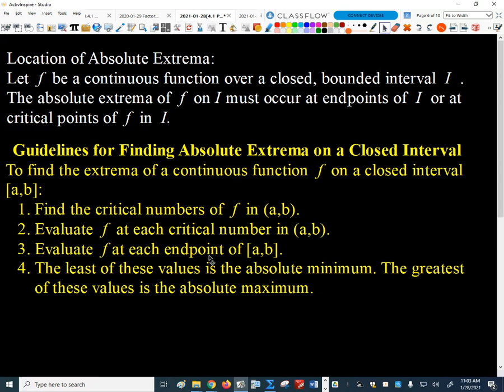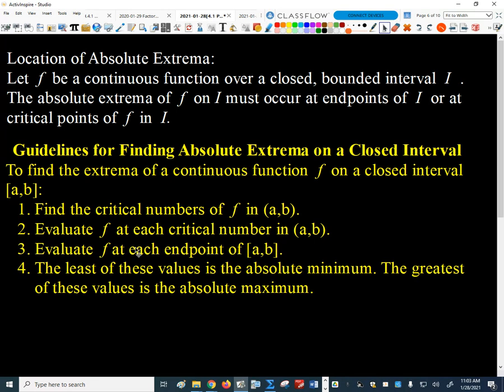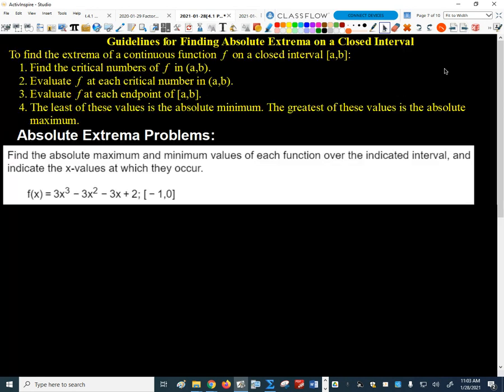The winner for the absolute maximum is going to be the biggest value of those places that we identified in steps 2 and 3. Whichever produces the greatest value constitutes the absolute maximum. Whichever produces the least functional value is going to be the absolute minimum. So let's try this on a problem.